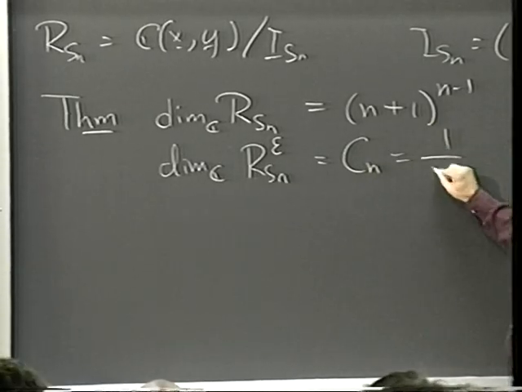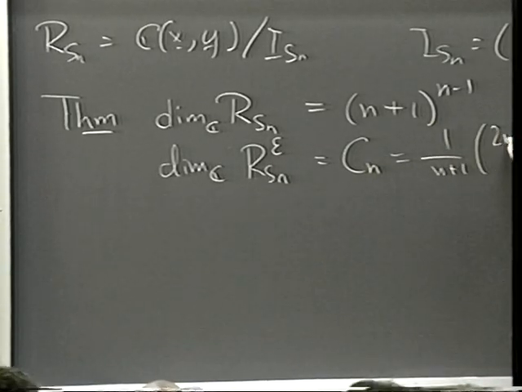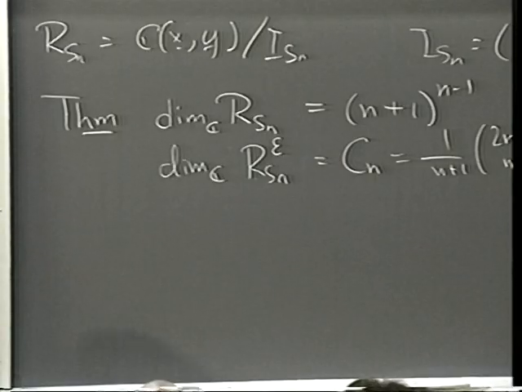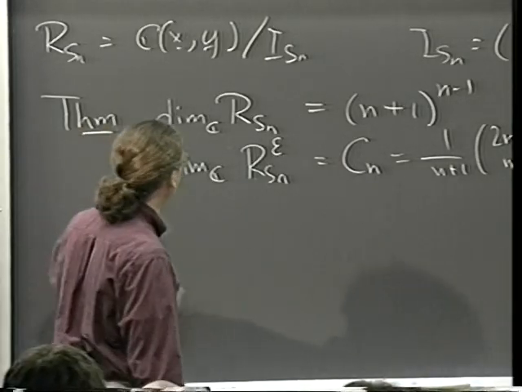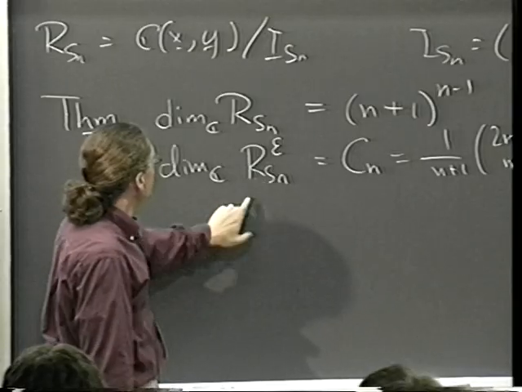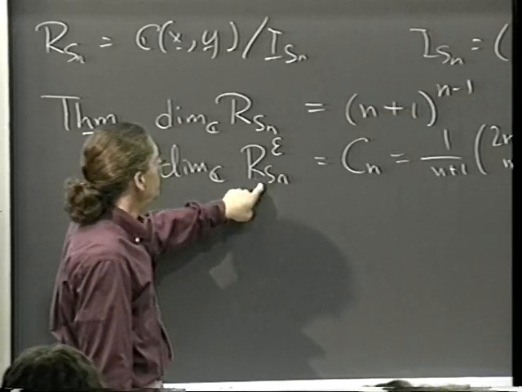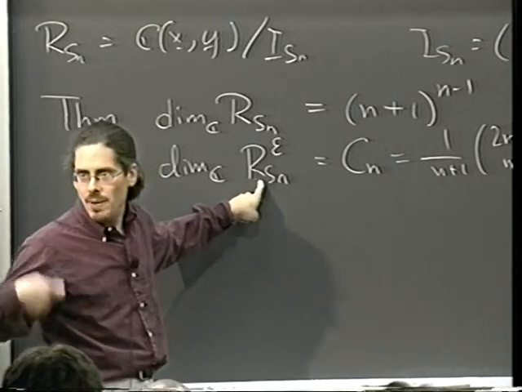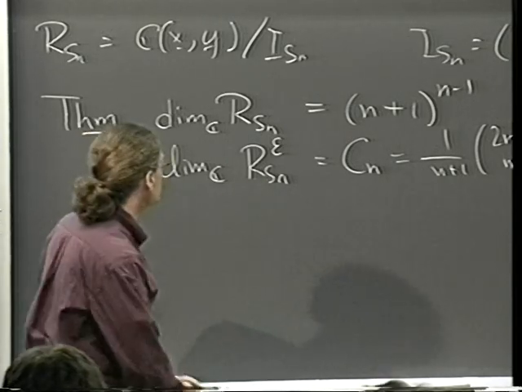1 over n plus 1 times 2n choose n, the same Catalan number we talked about last time. And it is the same Catalan number because it's an easy proposition that any set of polynomials whose images are a vector space basis in here are also minimal generators for the ideal generated by the alternating polynomials.